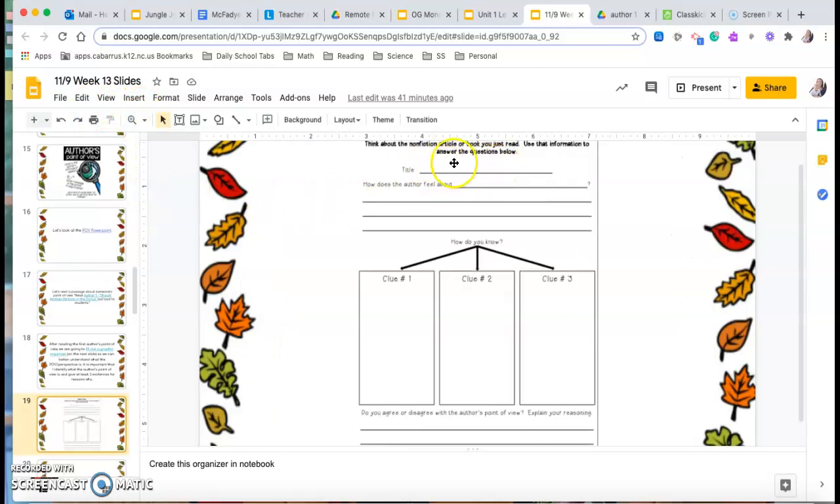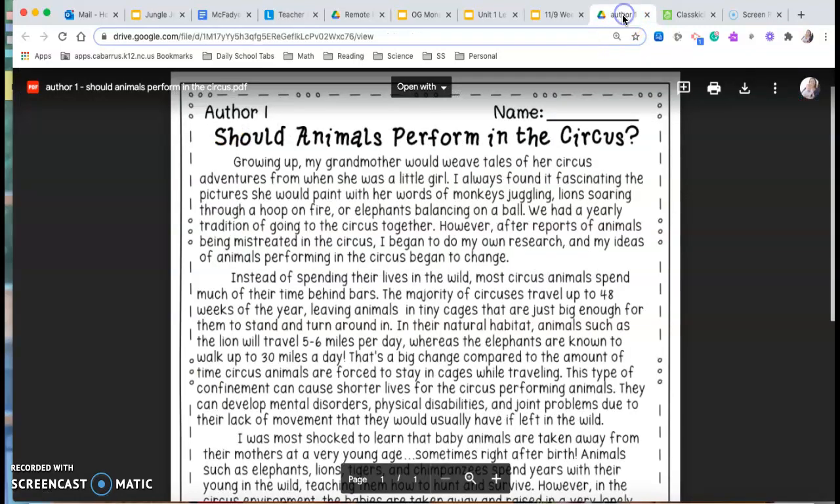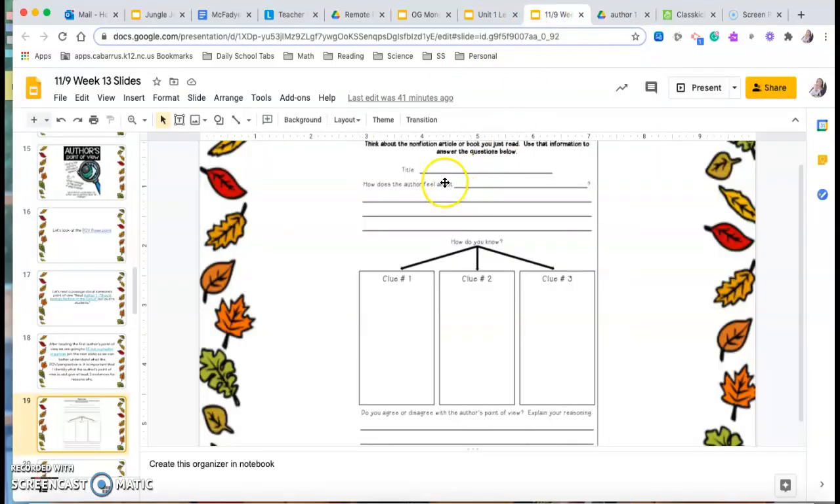We would put the title at the top. Okay, if I click back, the title says, Should Animals Perform in the Circus? So that's what I would type up at the top. How does the author feel about blank? Well, we should put in that blank circus. How does the author feel about the circus? So I guess I would put 2 words there. Okay, and then if I needed more space, obviously there are lines below.